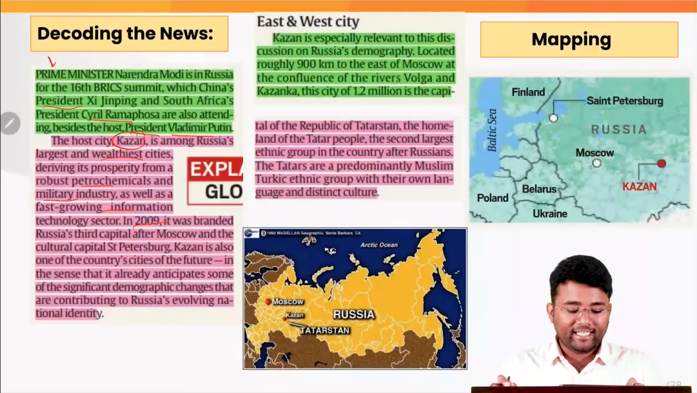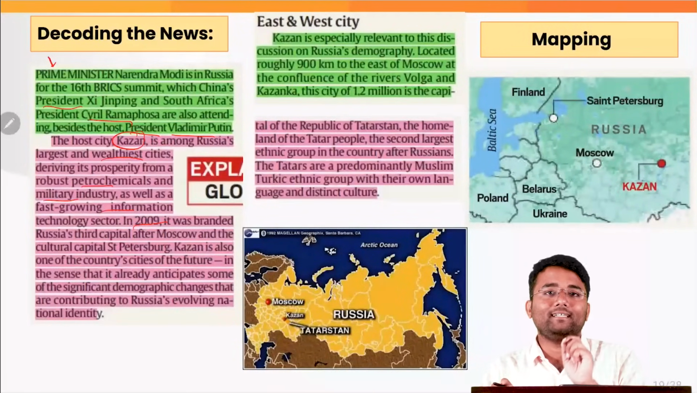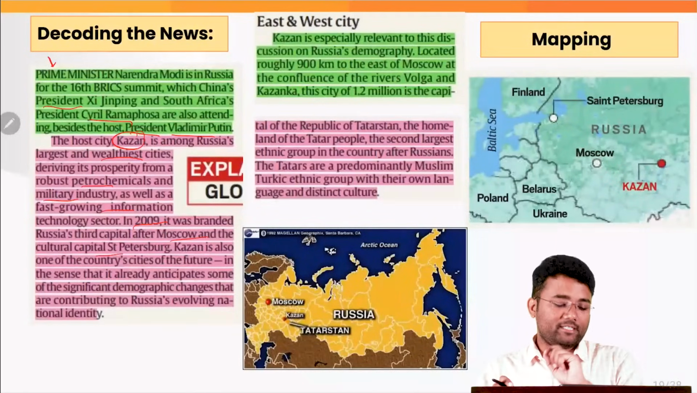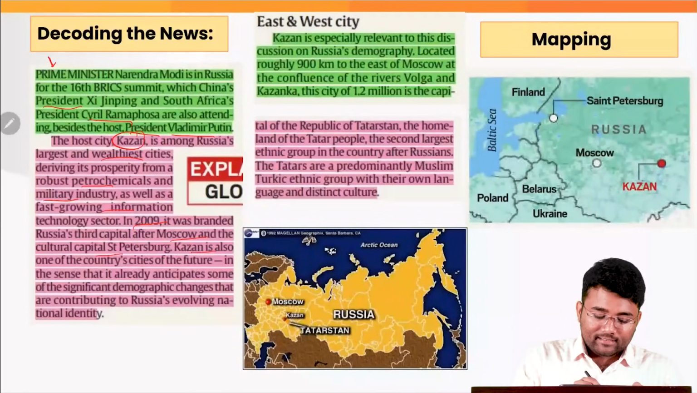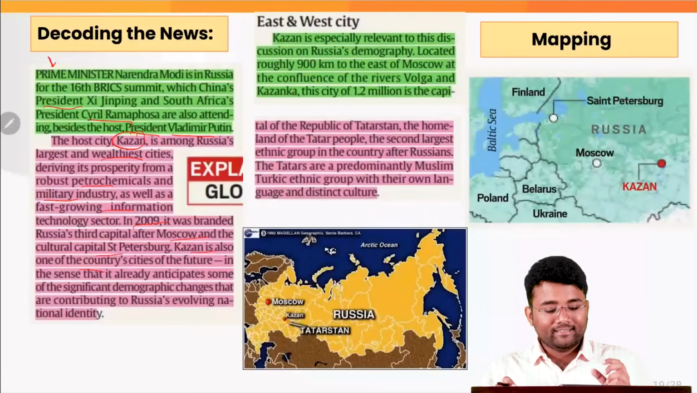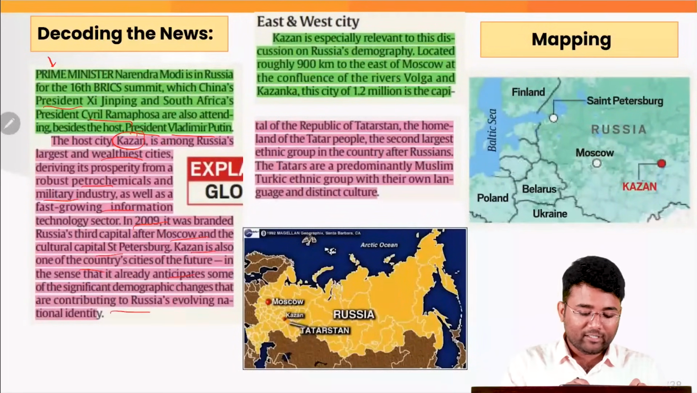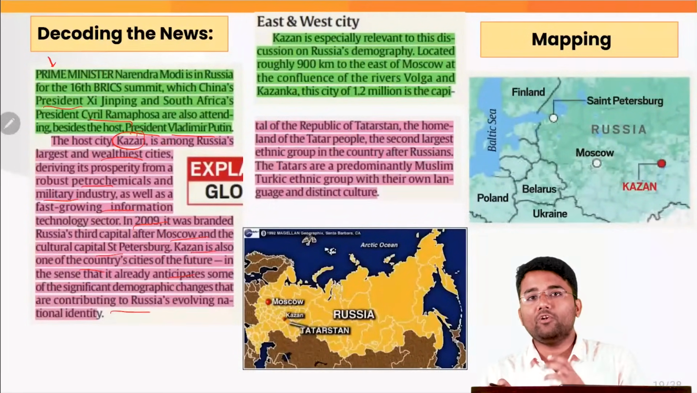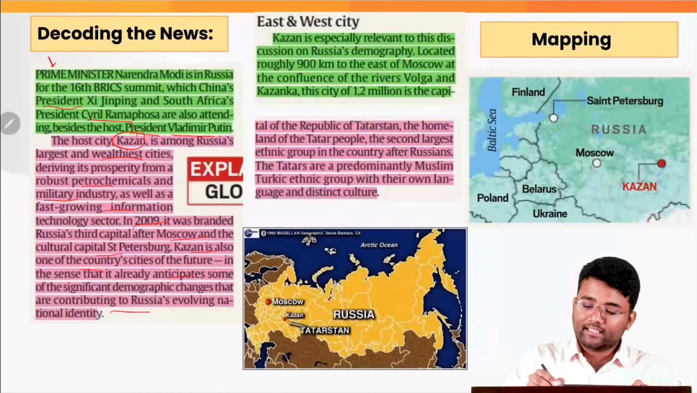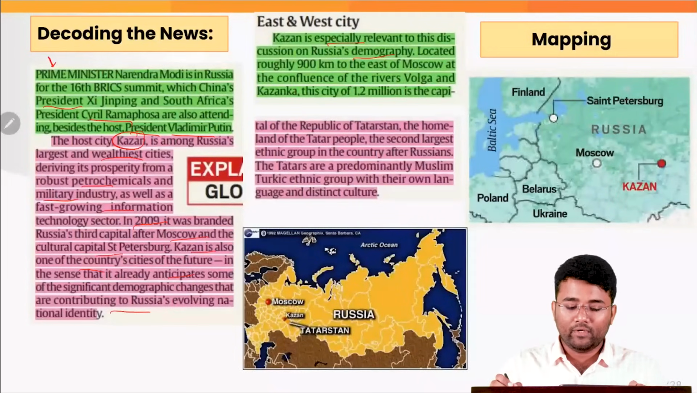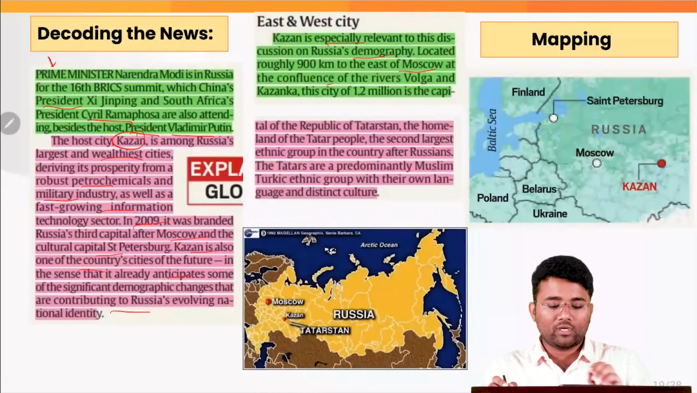In 2009, it was branded as Russia's third capital after Moscow and the cultural capital St. Petersburg. Also, Kazan is one of the country's cities of the future, in the sense that it already anticipates some of the significant demographic changes that are contributing to Russia's evolving national identity. Kazan is especially relevant to the discussion on Russia's demography, located roughly 900 km east of Moscow at the confluence of the rivers Volga and Kazanka.